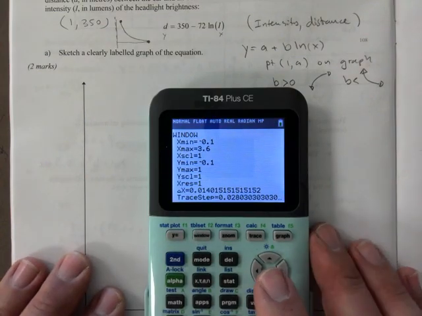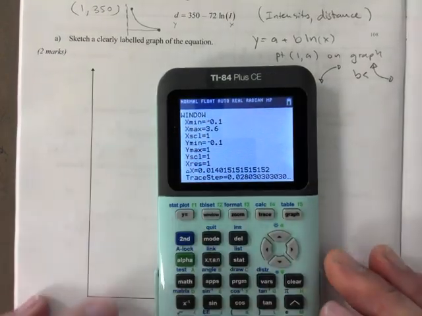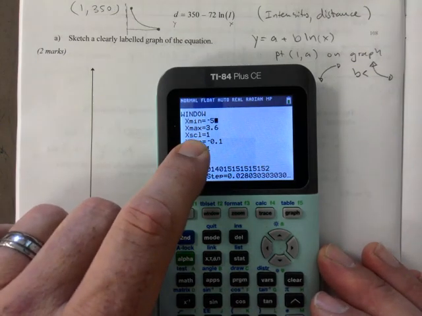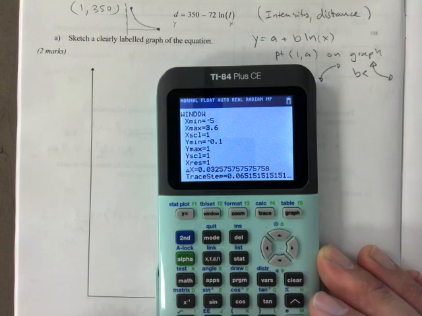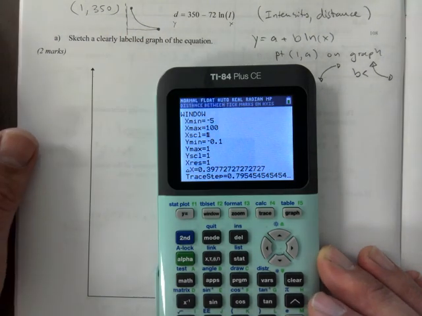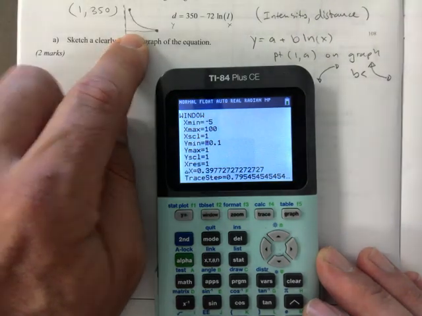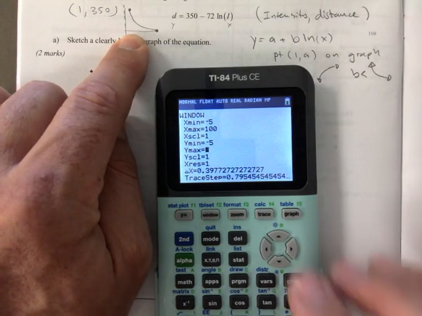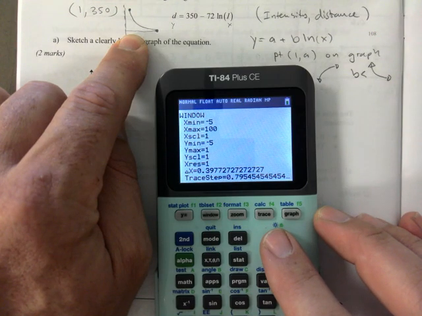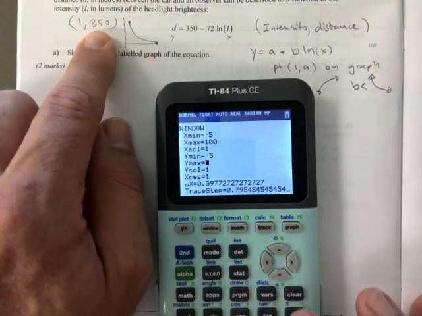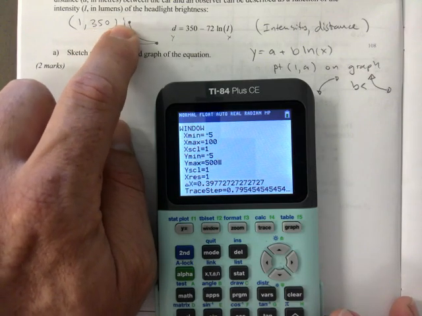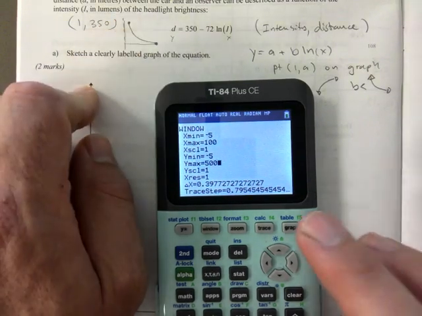I'm going to go window. X min, I'm going to go -5. X max, I'm not so sure yet where it hits, so I'm just going to go 100 for now. Y min, I'm just going to go below the x-axis. And Y max, I know that 1,350 should be on there, so I'm going to go a little higher than that.